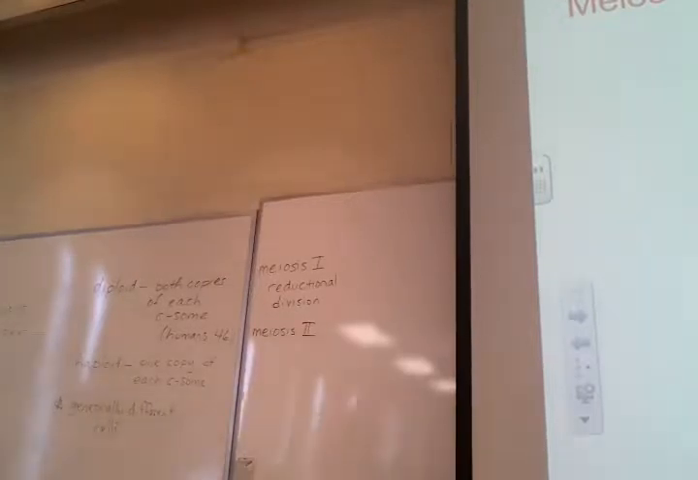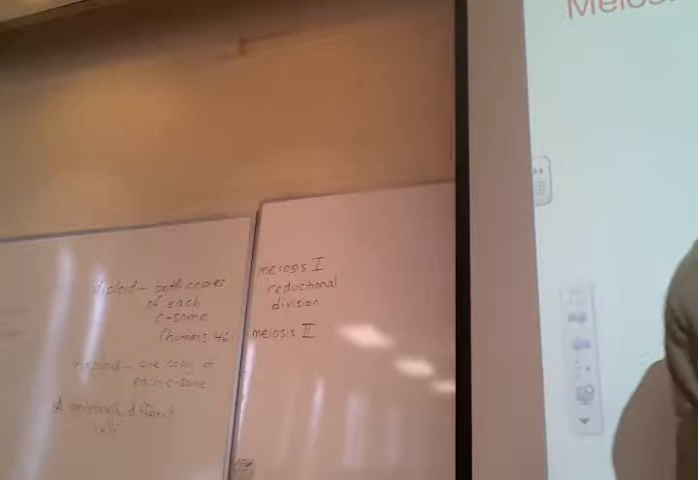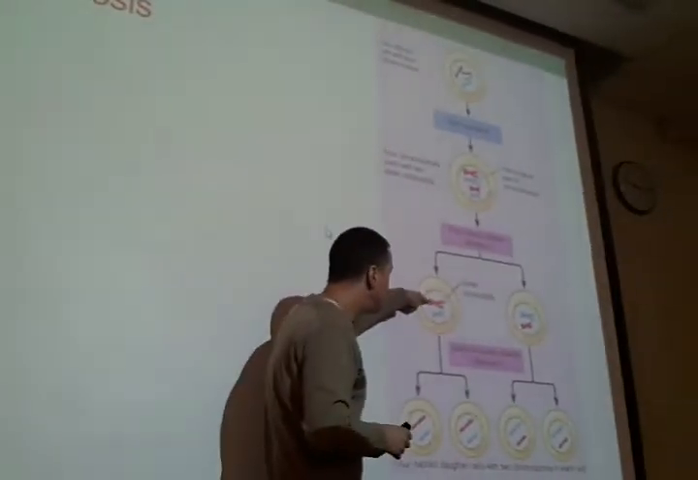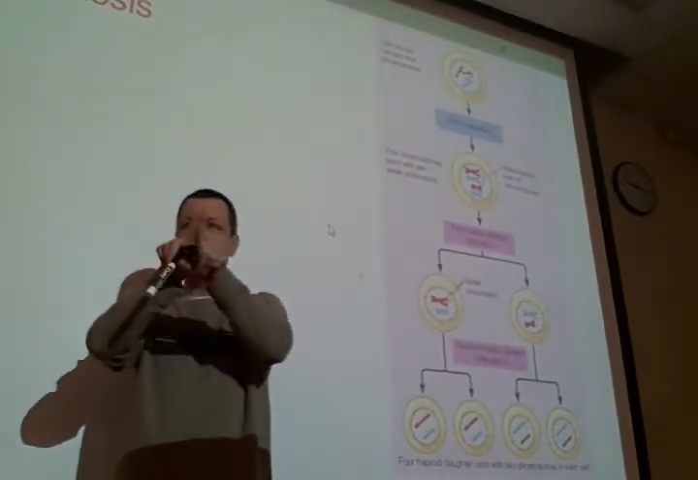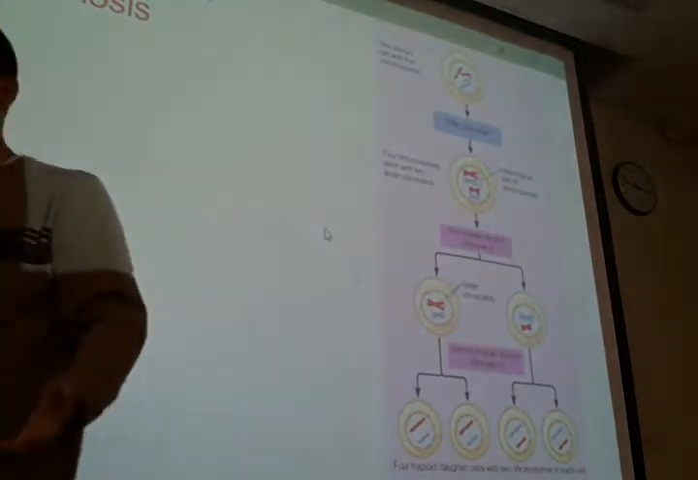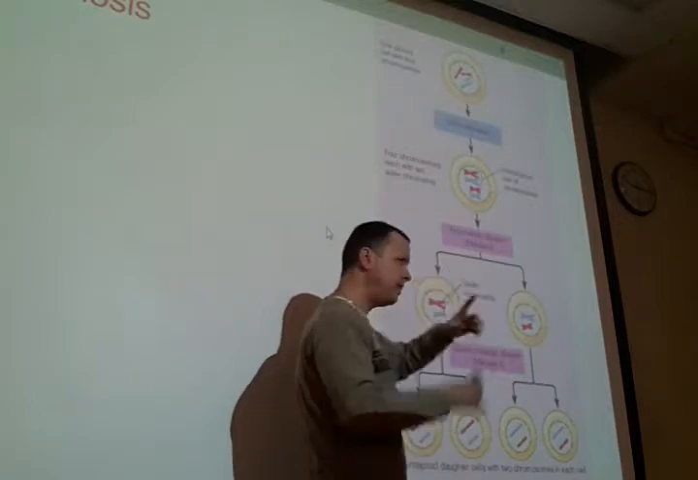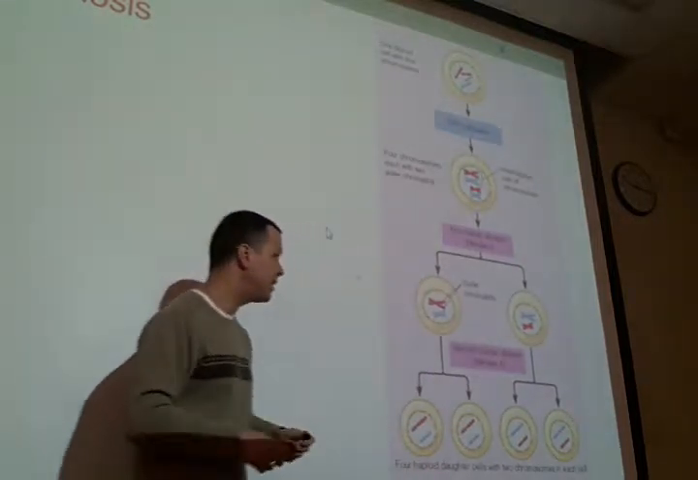Well, this slide gives us an idea of why we need that second division, because while the first one does divide the number of chromosomes by half, each chromosome at the end of the first division is still made up of 2 chromatids stuck together. And that's not what we want. Okay? We don't want 2 copies stuck together. We want each individual copy separate from each other. And that's what the second division does.